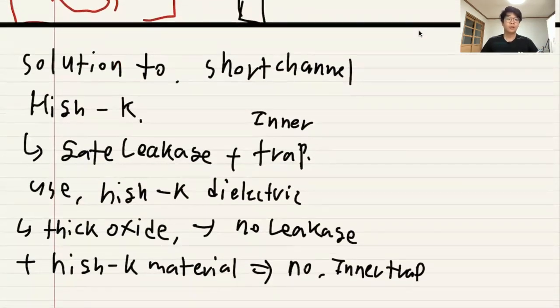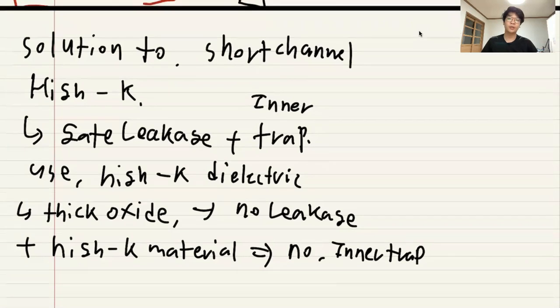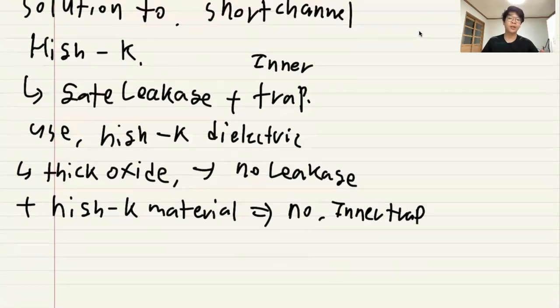As solutions to all these short channel effects, we use a high K dielectric material. Using a high K dielectric material and thick insulator, we can reduce the gate leakage and electrons trapped in the gate barrier. So using this thick oxide, there is no leakage to the gate, and using high K material, we can relax this interface trap.